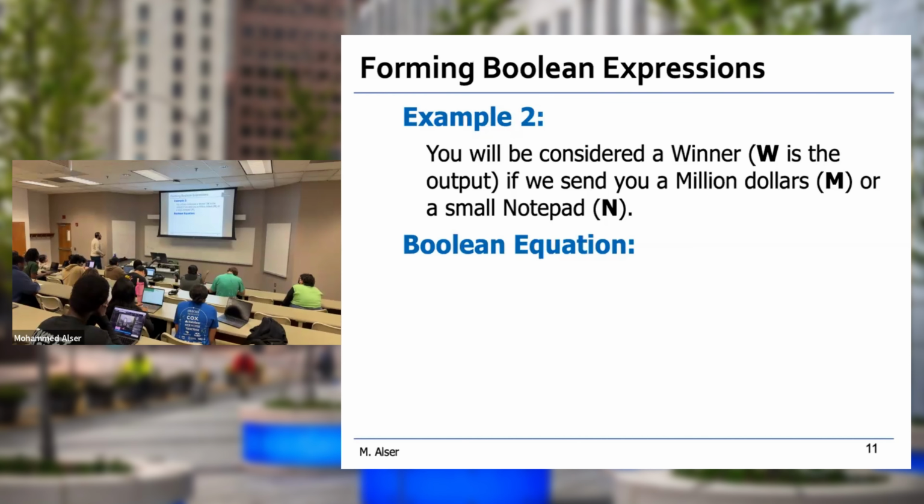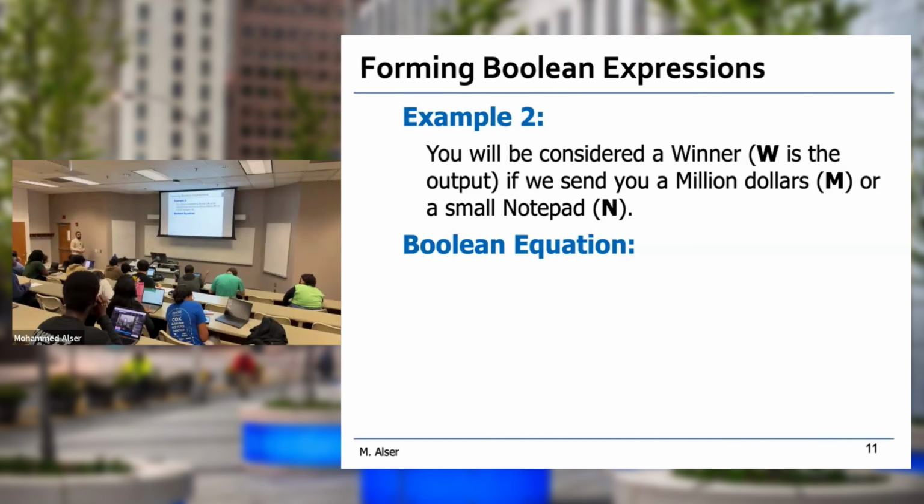Okay, how would we do it? Do we have any zero? No, so there is no need for NOT. No need to negate that value. So what would the equation be? W equals... We have M and N, and there is OR, then M or N. That would be the equation.